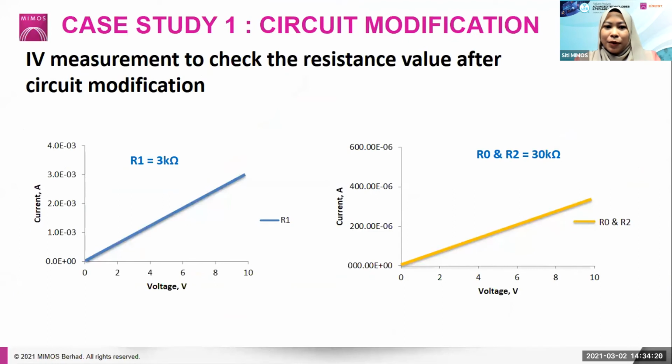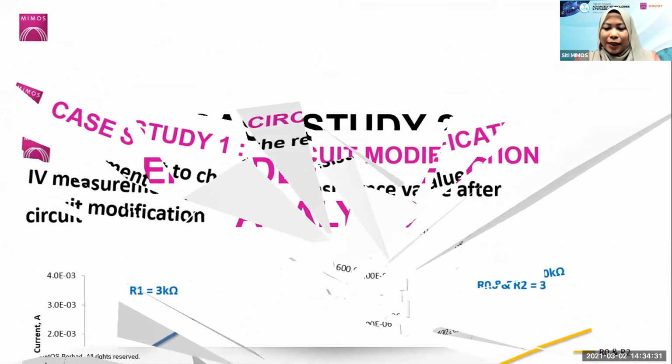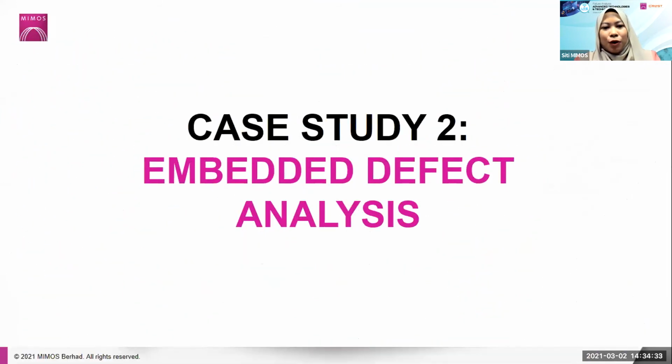And this is an example of the results where we measured the IV to check the resistance value of this resistor. Okay, so that's the end of case study 1. And now let's move on to case study 2, which is embedded defect analysis.